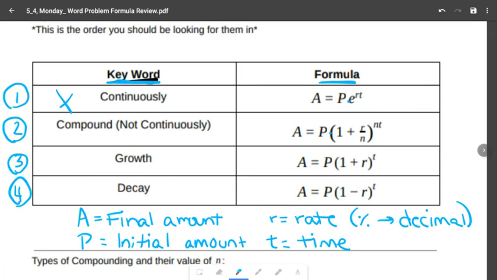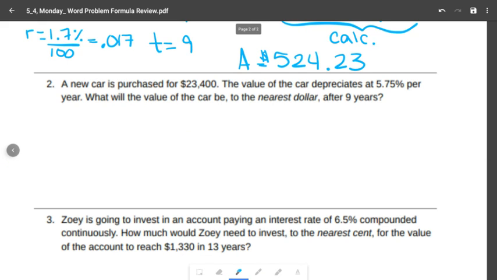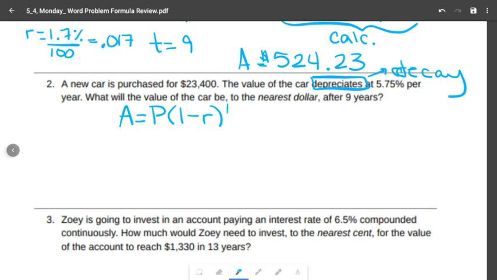So next, is the word compound in the problem? If you go back and scan the problem, the word compound is not showing up. So that means we're dealing with either growth or decay. So looking back, it says it depreciates. This is a fancy way of saying decay. So that means we should be using that decay formula, A equals P times 1 minus R to the T power.